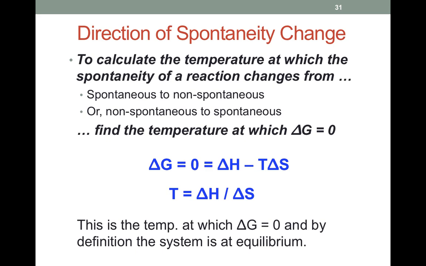Okay, so to calculate the temperature at which the spontaneity of a reaction changes from spontaneous to non-spontaneous or non-spontaneous to spontaneous, the key is to set delta G equal to 0. Then you can say T delta S is equal to delta H. Then you can divide delta H by delta S, and figure out the temperature at which it would be 0. Then, depending on whether delta H or delta S was negative, you could figure out at what point it would be spontaneous.